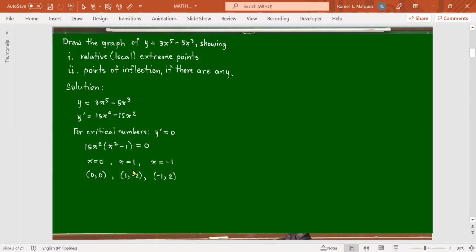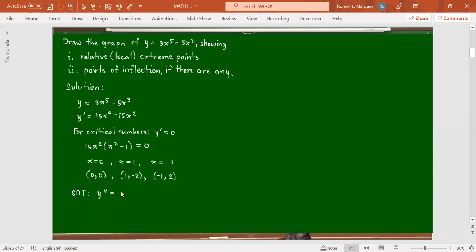So which among these are a relative min, relative max? Okay, guys? Get it, children? So let's test 0, 0. You can use first derivative test or second derivative test. If I'm going to use second derivative test, I have to get the second derivative, of course. What is the second derivative?